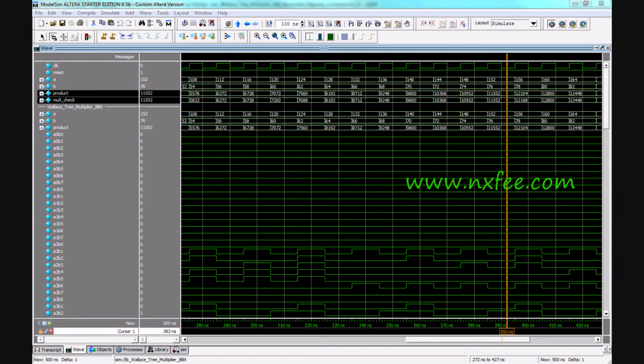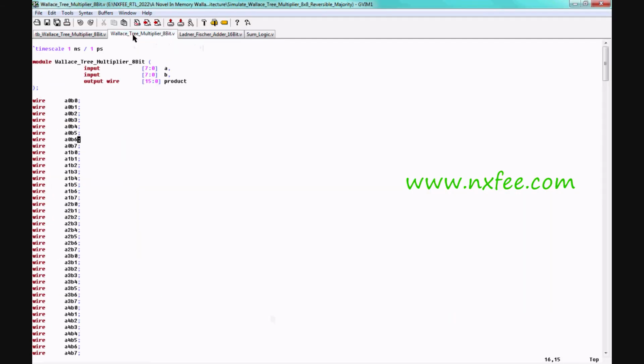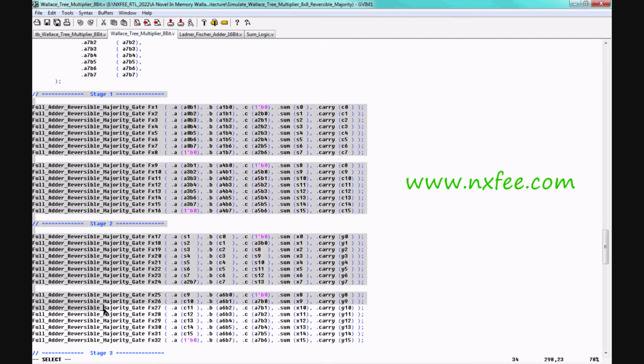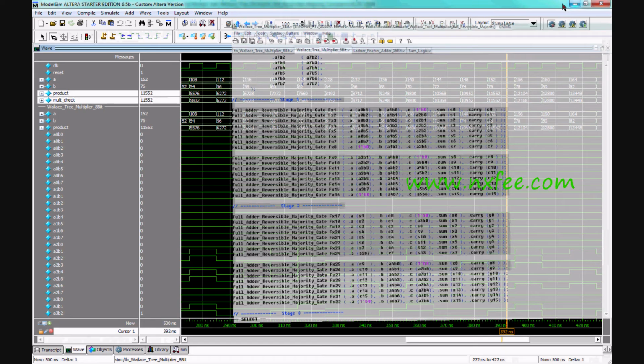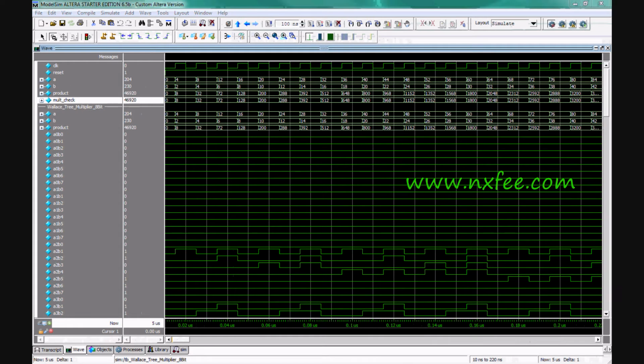And the second coding part is this one. This is a reversible logic method without a compressor. So we did not use the compressor here. We used only the full adder method. That simulation output we have given here. This is the simulation output for that.